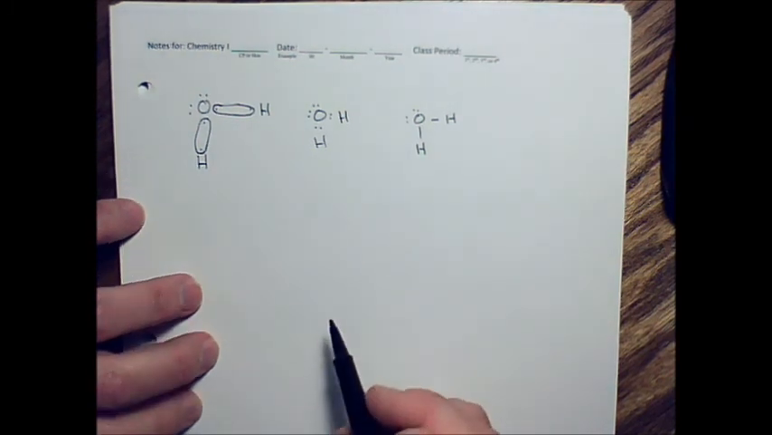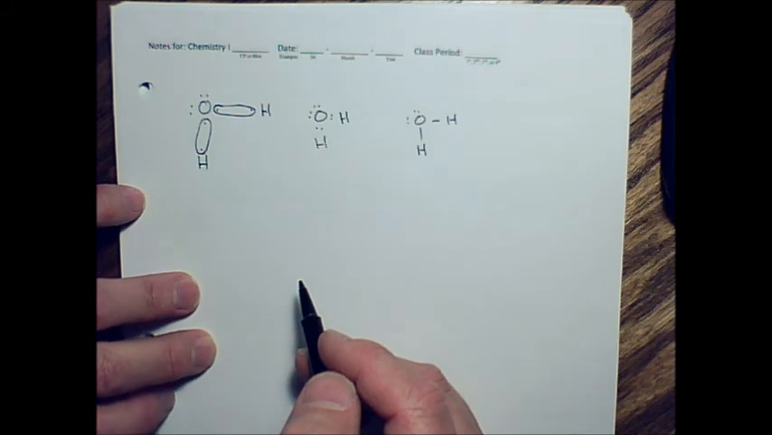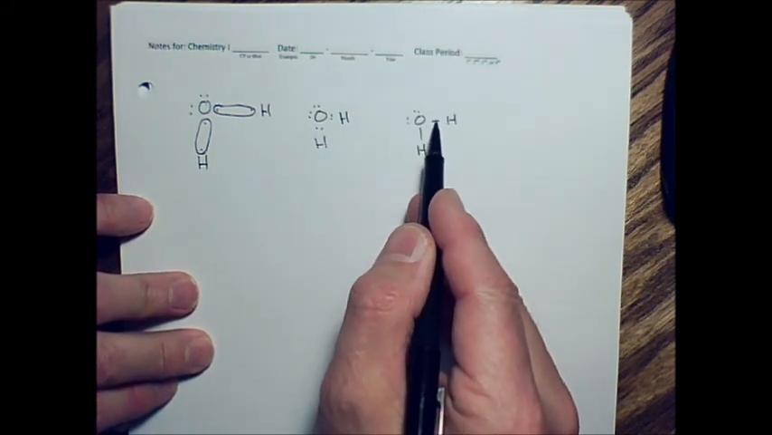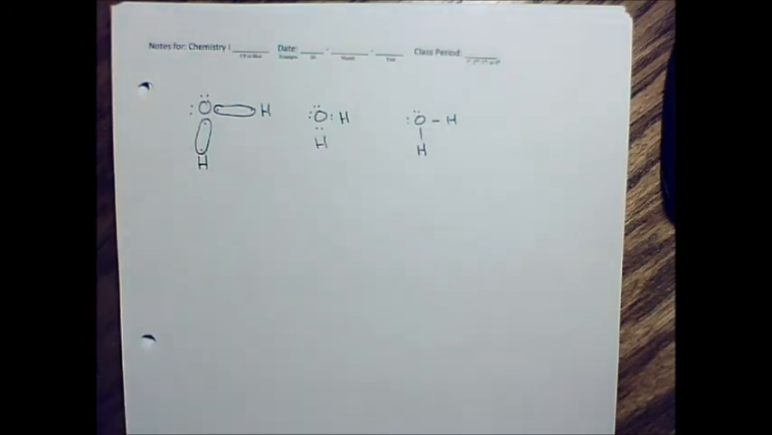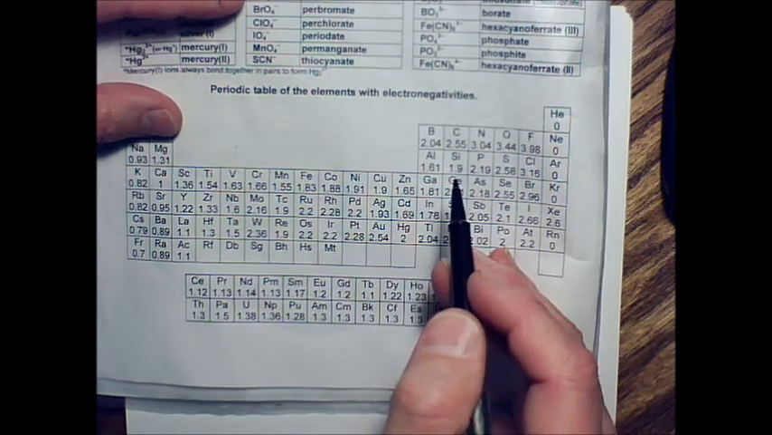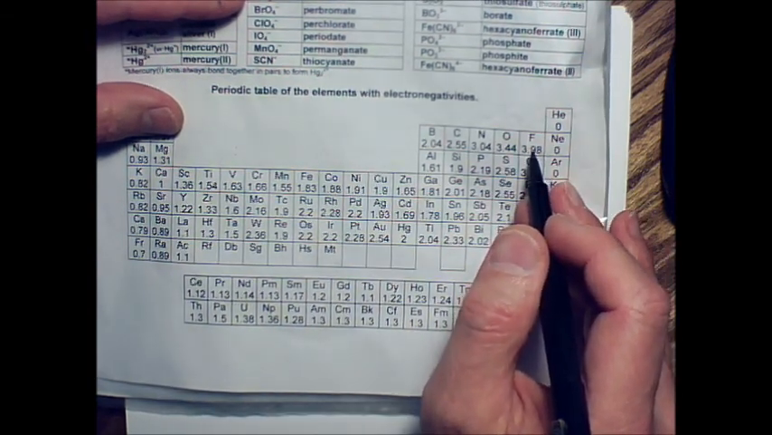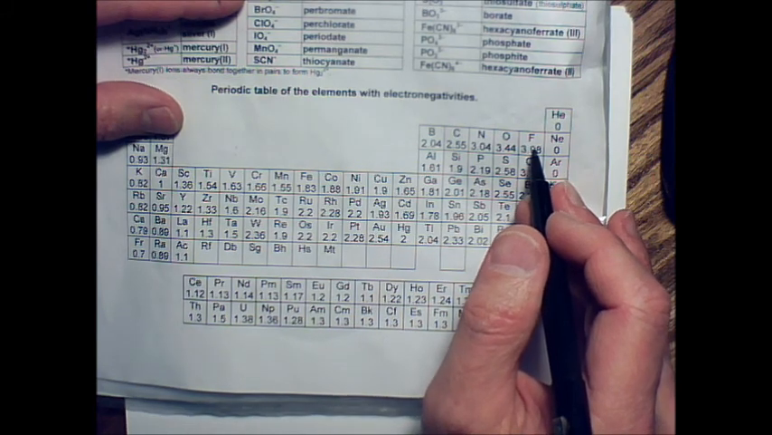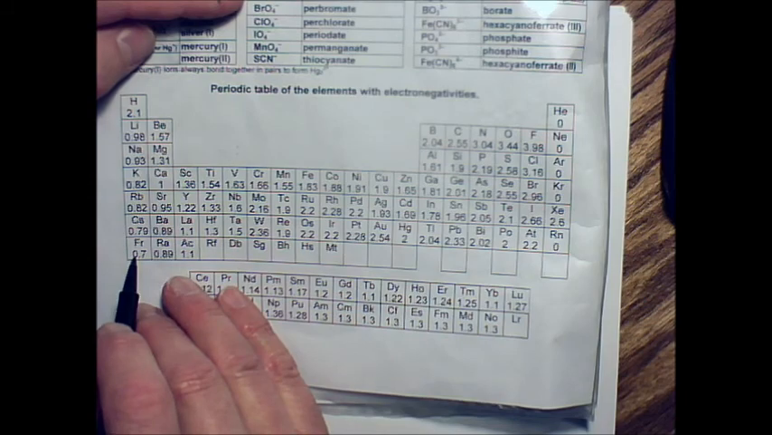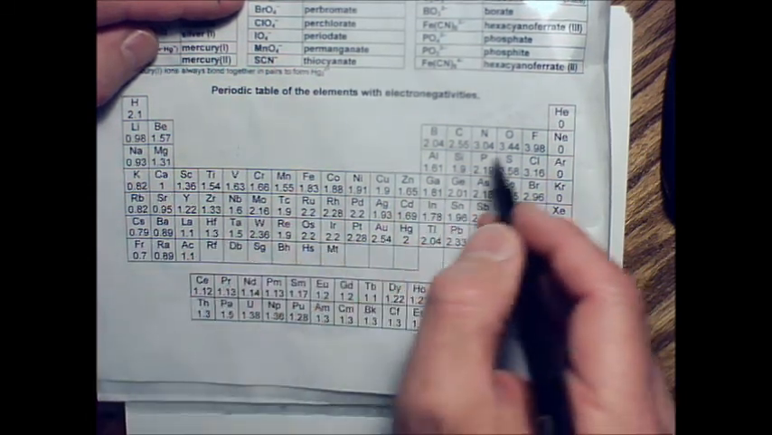But these lines mean I'm actually sharing a pair of electrons. The thing is, they're not shared equally. If you look at the electronegativity table, what we did in Unit 2 was, I wanted you to know the pattern. The element with the highest electronegativity is fluorine. The element with the lowest electronegativity is, for the most part, francium. And there's a pretty clear pattern. It's kind of bumpy in between.